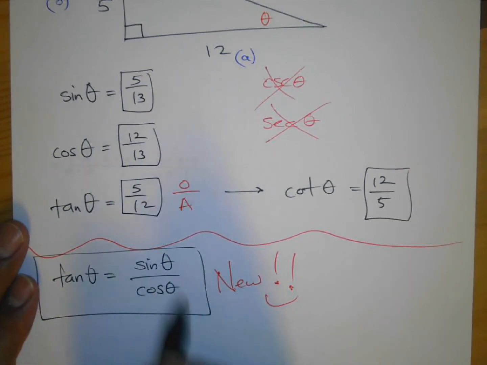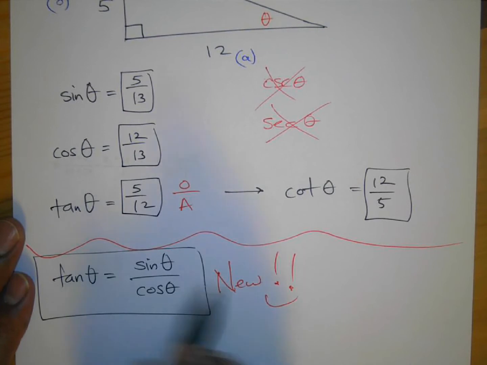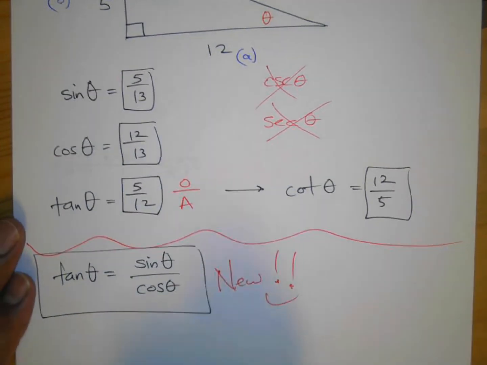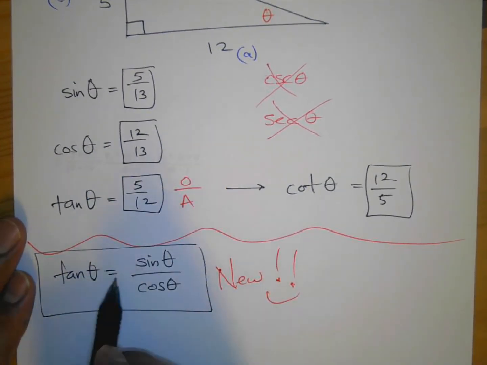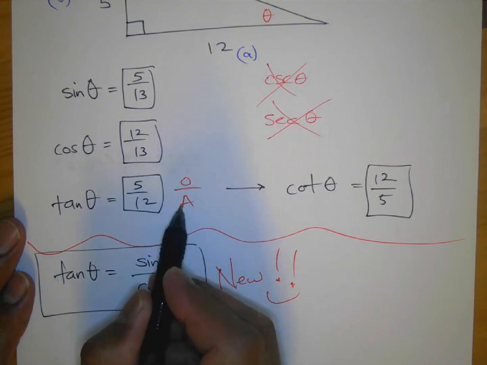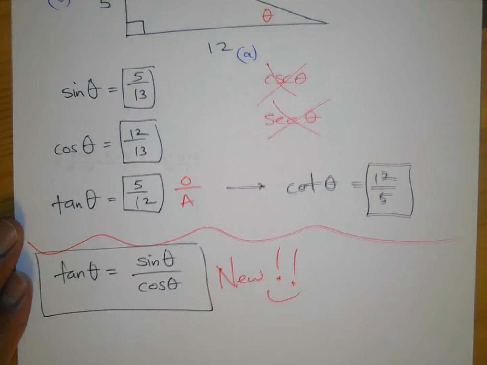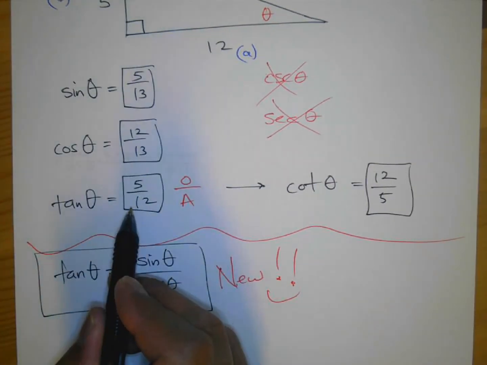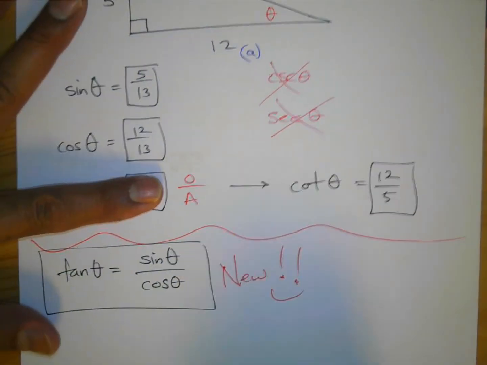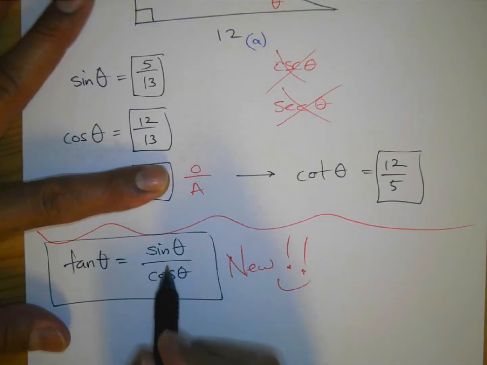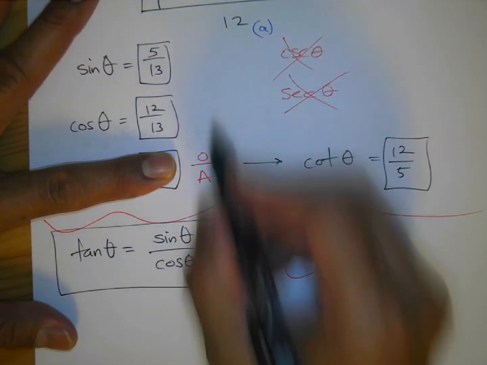Now, this is going to look like more work, but later I'm going to show you how it's easier. Again, just accept this new one. For tangent, do not use opposite over adjacent anymore. Understand that tangent is sine over cosine. Okay, so let's say I don't know the answer. I know tangent is 5 over 12, but let's pretend we don't know it. According to this, tangent is sine over cosine.